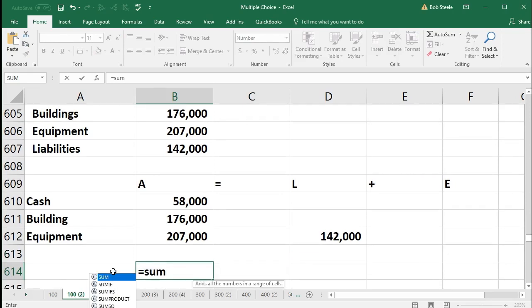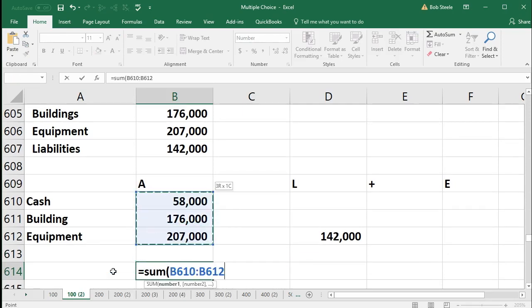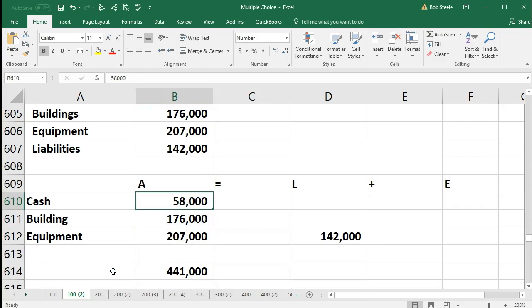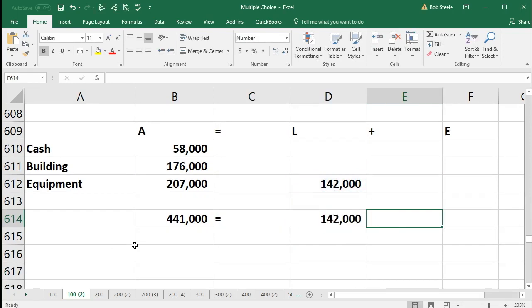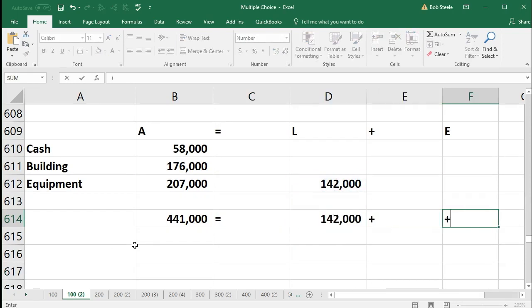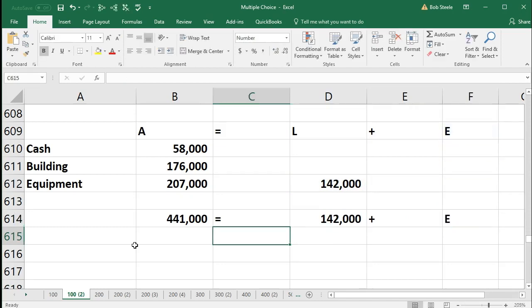So we're going to say the assets then are adding up to the $58,000 plus the $176,000 plus the $207,000, or 441,000. That will then equal the liabilities, which is just going to be that 142,000 plus the equity, which is just going to be what we're looking for.